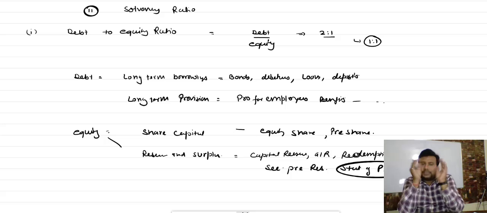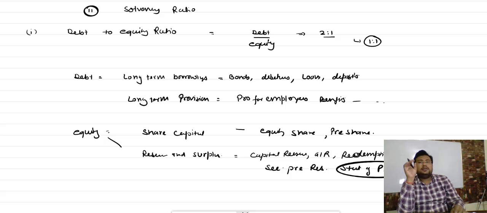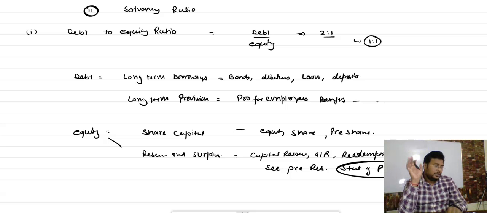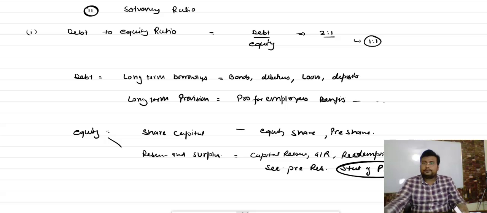So what things come under the debt? That is long-term borrowings plus long-term provisions. What things come under the equity? That is share capital plus reserve and surplus. So when we calculate the debt and the equity, then we can easily calculate the debt equity ratio.